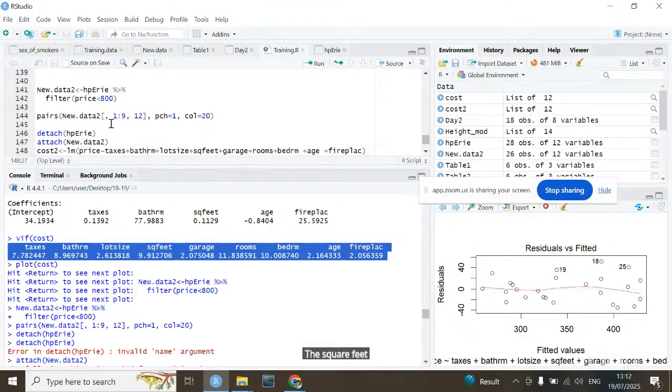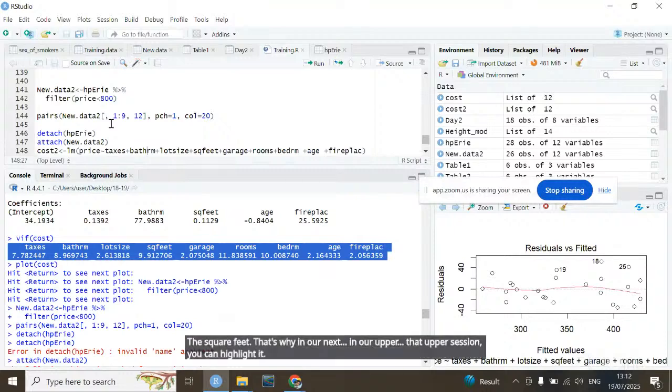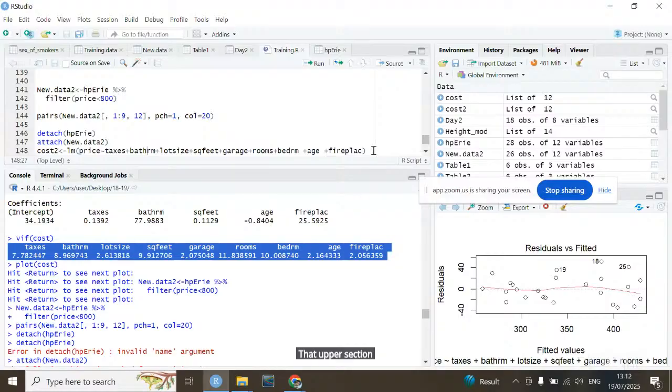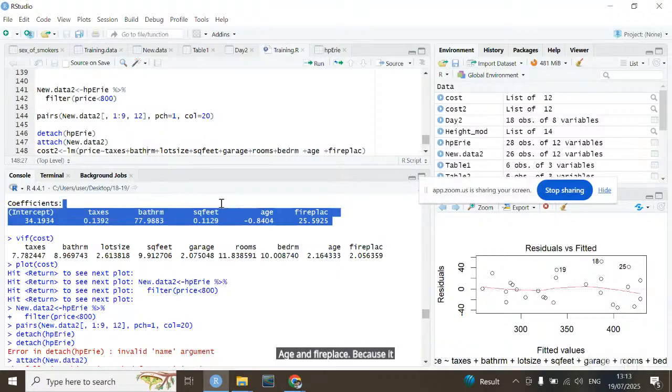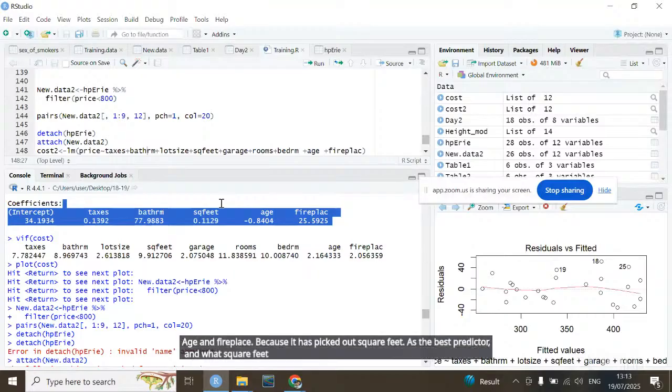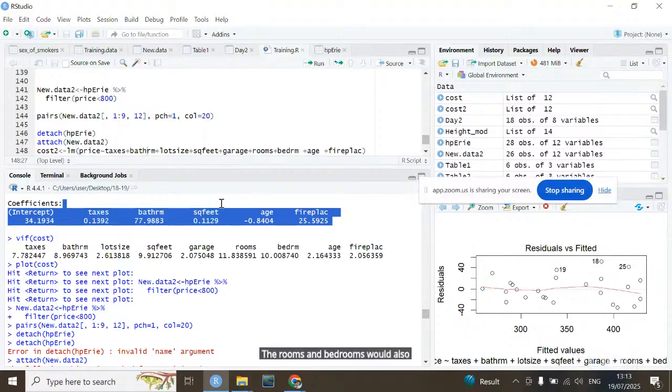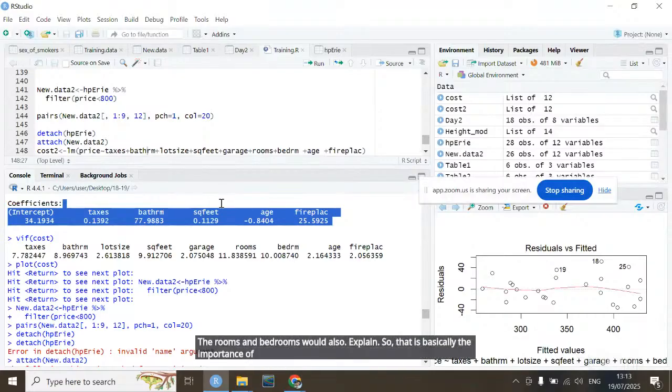That's why in that upper section, you can highlight it, you're only seeing we have taxes, bathrooms, square feet, age, and fireplace. Because it has picked out square feet as the best predictor, and what square feet is explaining in that model is what the rooms and bedrooms would also explain. So that is basically the importance of regression analysis.